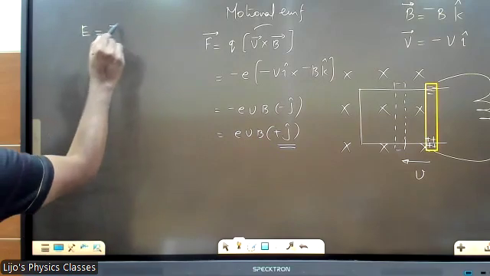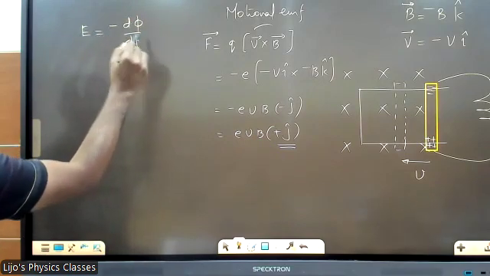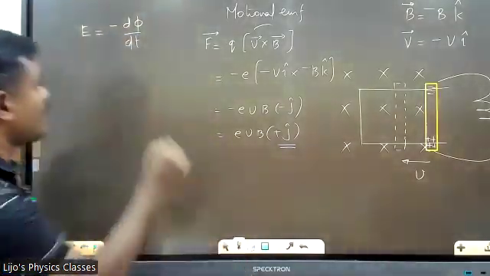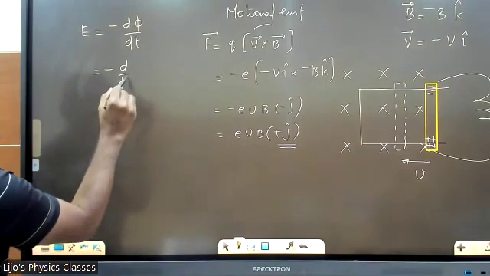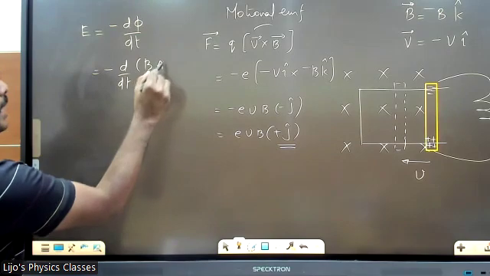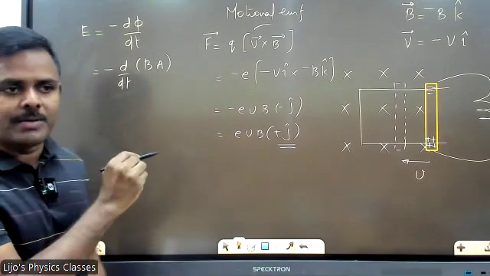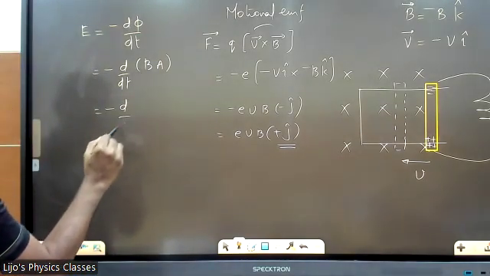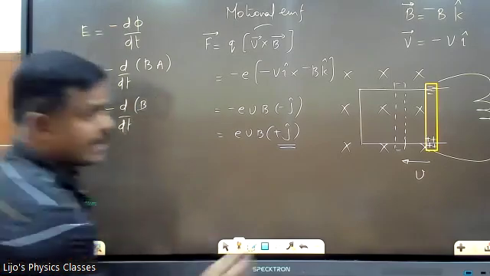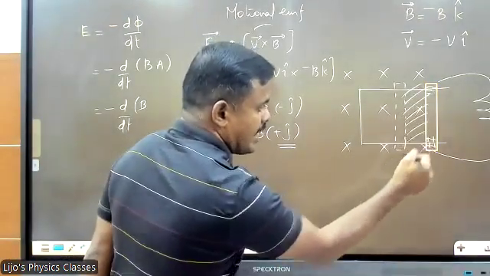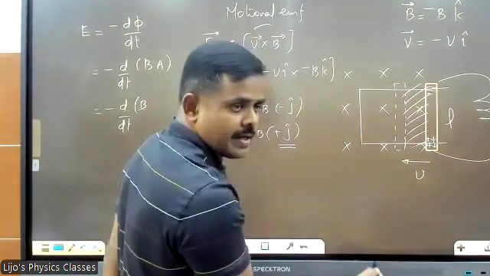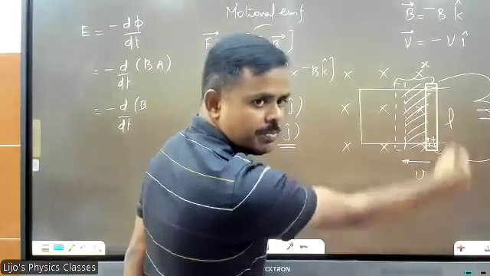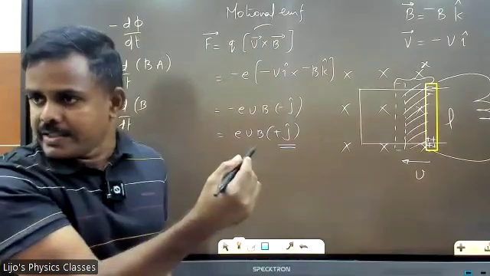Motional EMF. Let us start off with the equation we learned yesterday. EMF is given by minus d phi by dt. That is equal to minus d by dt of phi, which is B into A. Yesterday we learned flux is given by magnetic field into area. That is equal to minus d by dt of B into, tell me what the area is. This is the shaded area. If the length is L and the distance is X, what is the area of the rectangle? Length into breadth.